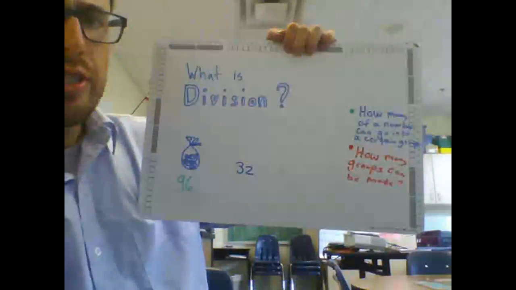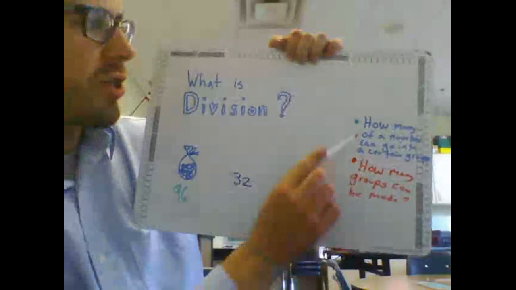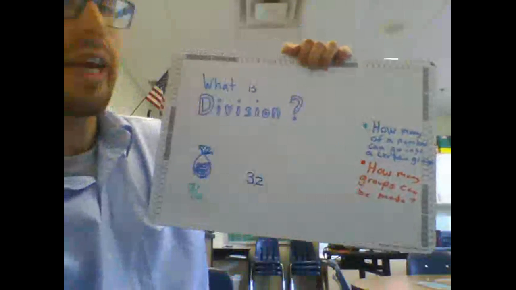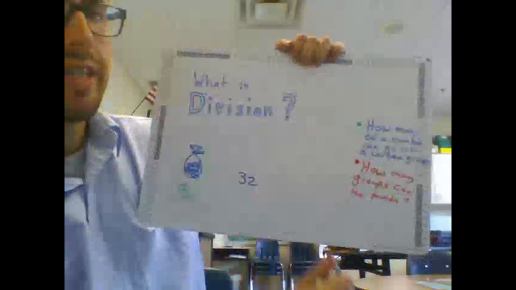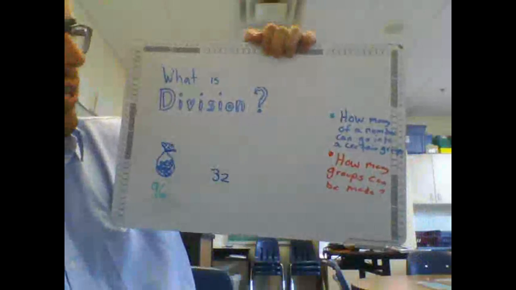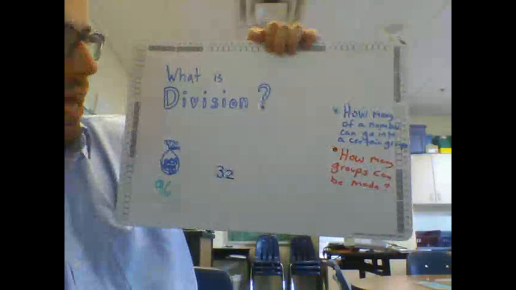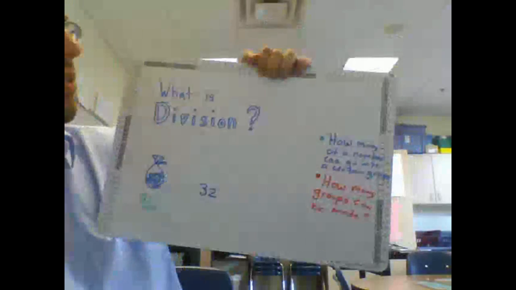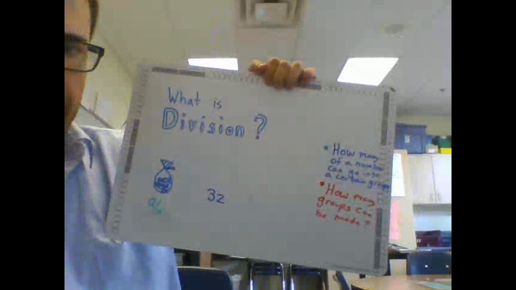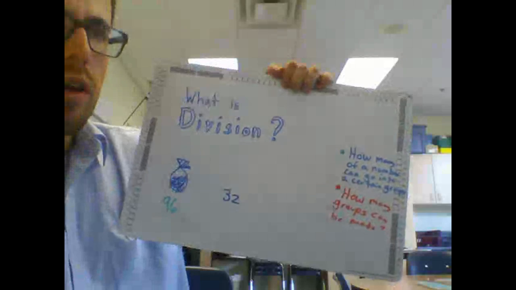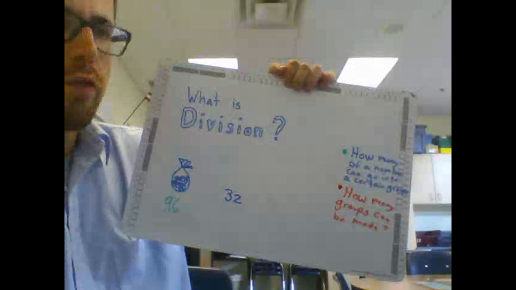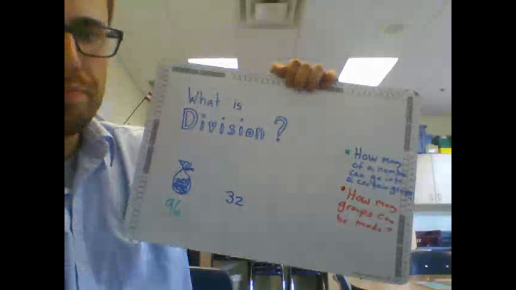All right. So this is two ways that we can think of division. How many of a number can go into a certain number of groups? Just like the kids that we showed before. The other way is how many groups can be made if we know the number that goes into each group. Alrighty. So in a further video, I'm going to teach you a useful strategy for how we could figure out this problem. Okie doke.